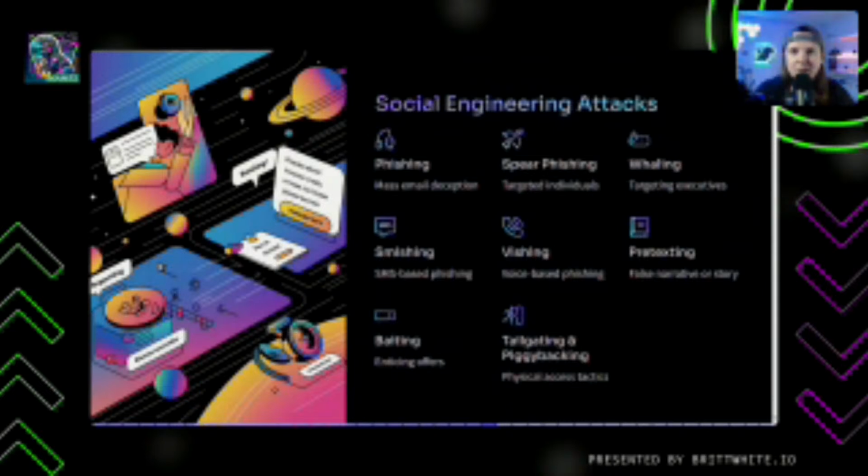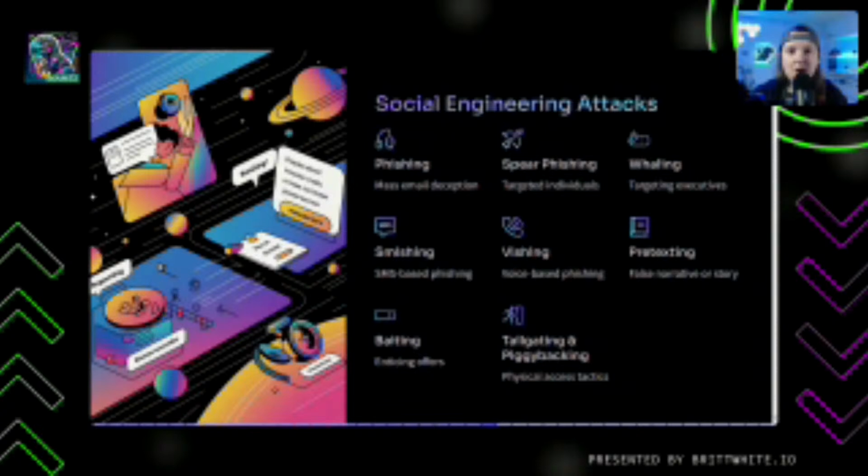Attackers send mass emails appearing to be from legitimate sources. They create fake websites mimicking real ones and include malicious links or attachments to steal credentials or deploy malware. Spear phishing takes phishing to a more targeted level. Instead of casting a wide net, attackers research specific individuals and craft personalized emails that are much harder to detect. They might reference real projects or colleagues to appear even more convincing.